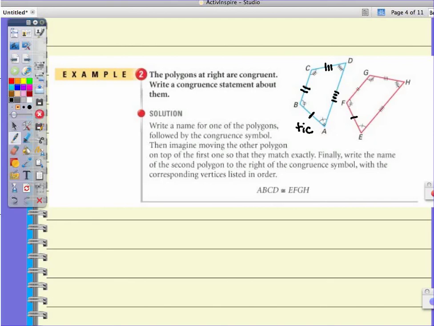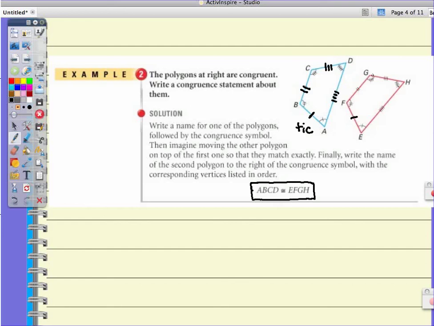Therefore, I know that AB is congruent to EF. And I know that BC is congruent to FG. And I know that CD is congruent to GH. And I know that EH is congruent to AD. So therefore, corresponding-wise, A and E, notice we have the 1 tick mark in the angle, 2 tick marks in the B and F, 3 tick marks for C and G, and 4 tick marks for D and H. So therefore, my congruent statement is that ABCD is congruent to EFGH.